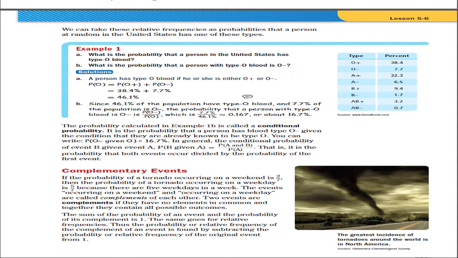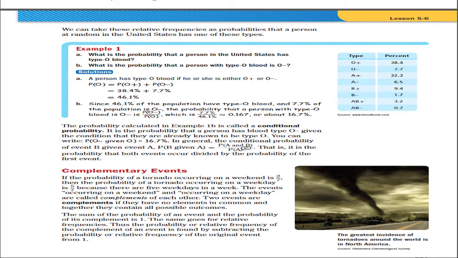And so that probability is the probability of A and B. A and B is an intersection. It's the probability that both of these happen. So it's divided by the probability of A, which is the probability that you're O positive.